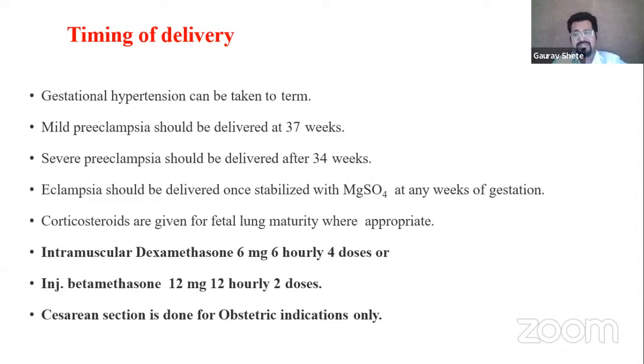Cesarean section has to be done only for obstetric indications, like if there is cord prolapse, abruption, or malpresentation. Only in such cases can cesarean section be done, or a vaginal trial can be given.